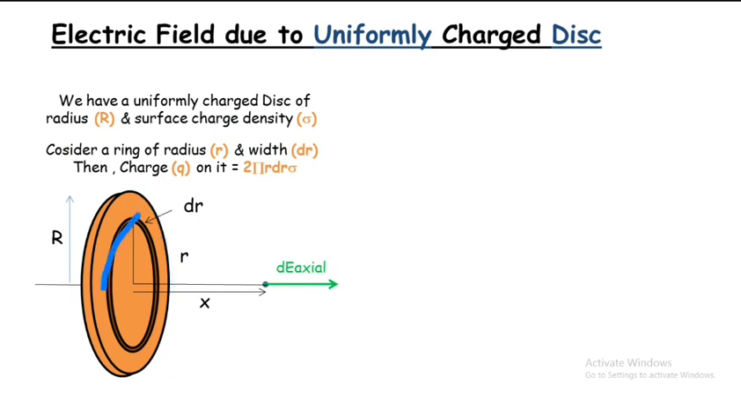Our aim is to find the electric field due to this ring. We already know the electric field due to this ring at x distance on the axis, and we integrate from 0 to R for the disk. The charge on the ring will be 2πr dr into sigma, since 2πr dr is the area and sigma is the surface charge density. Also, the direction of electric field will be axial, along the axis passing through the center, as we have seen in the case of the ring.